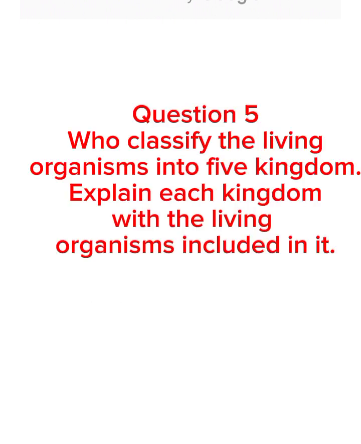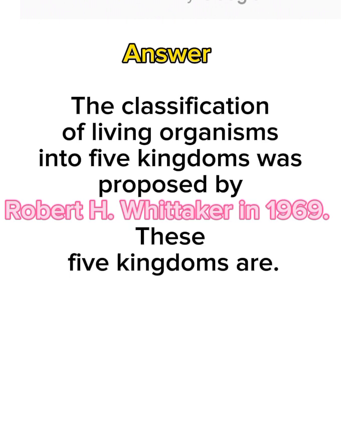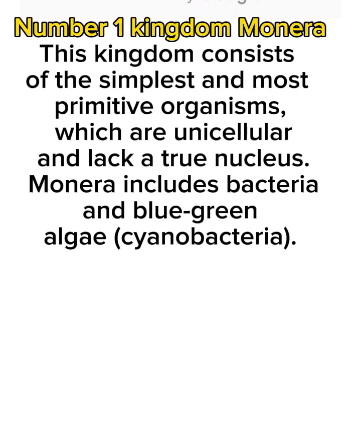Question 5. Who classified the living organisms into 5 kingdoms? Explain each kingdom with the living organisms included in it. Answer. The classification of living organisms into 5 kingdoms was proposed by Robert H. Whittaker in 1969. These 5 kingdoms are: Number 1. Kingdom Monera. This kingdom consists of the simplest and most primitive organisms, which are unicellular and lack a true nucleus. Monera includes bacteria and blue-green algae, cyanobacteria.